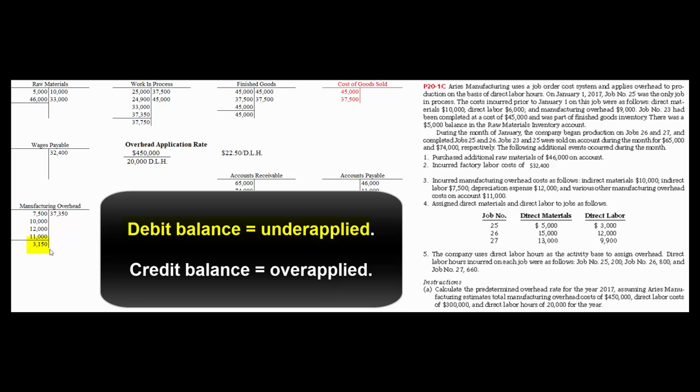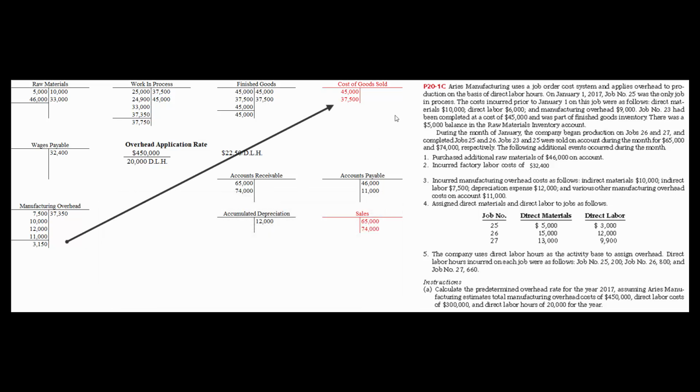Hopefully it'll be overapplied next month, and when we get to the end of the period, whether it's the quarter or the 6-month point or the year, we'll close out manufacturing overhead into cost of goods sold, unless it's a big number, in which case we'll sprinkle it into cost of goods sold, finished goods, and work in process inventory. And that's all there is to job order costing.